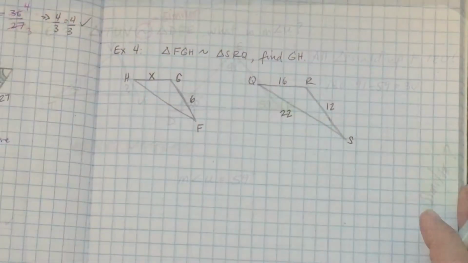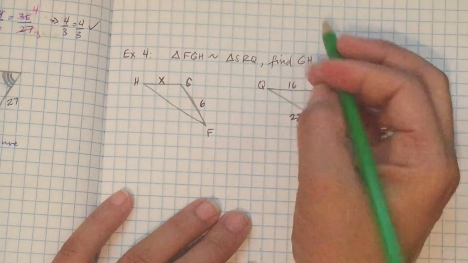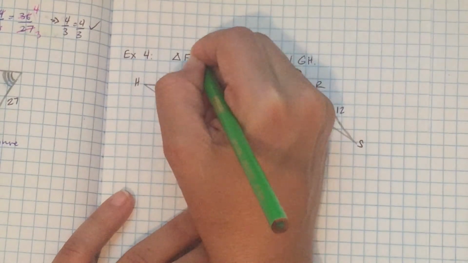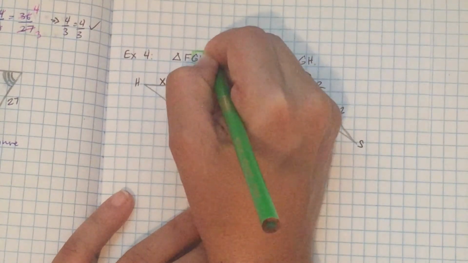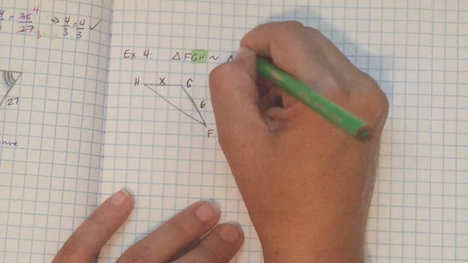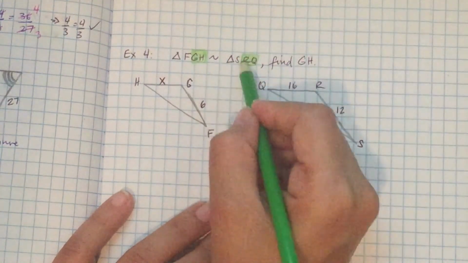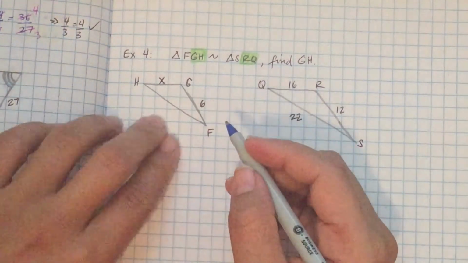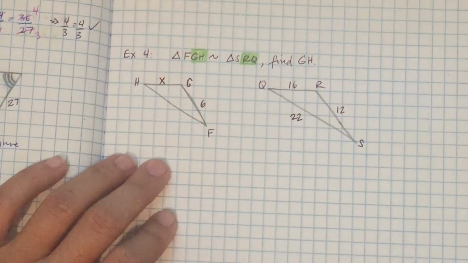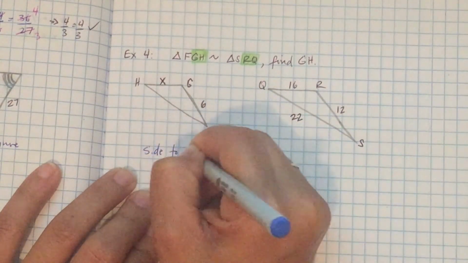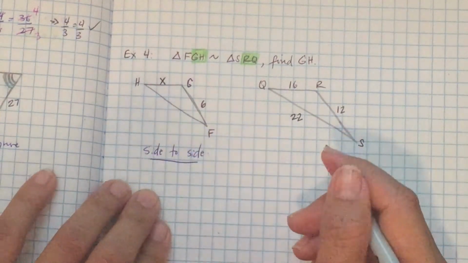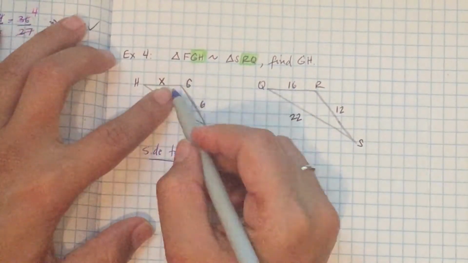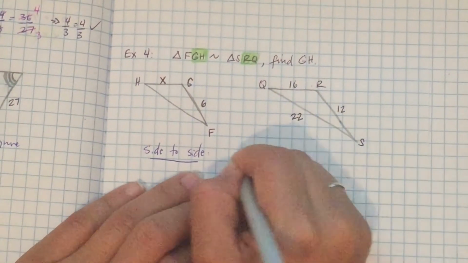Alright, let's take a look at our last example. Again, they've given you the similarity statement telling you that they're similar. So now you just find it. So GH in that order is represented by RQ in the other triangle. So GH is RQ. So we need to make sure that our proportion has GH and RQ. And so let's do a side to side. And we're going to start with what we're looking for, which is GH. So GH is X. And GH goes with RQ, and RQ is 16.